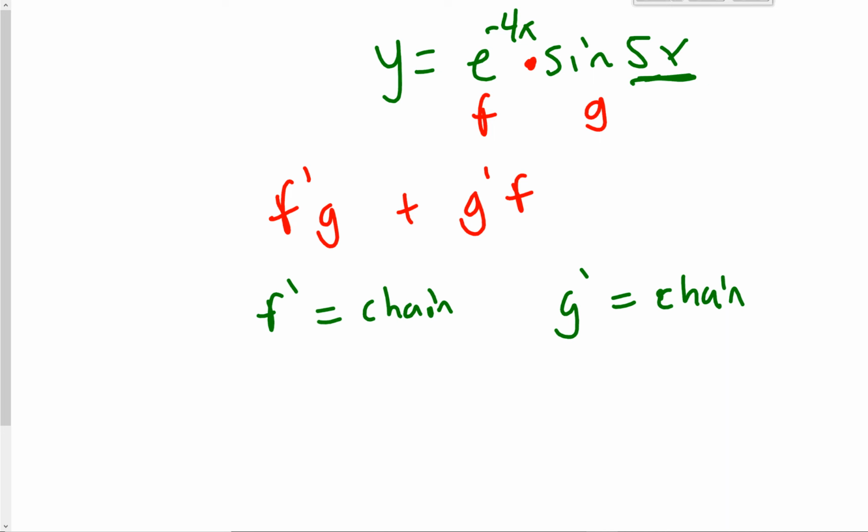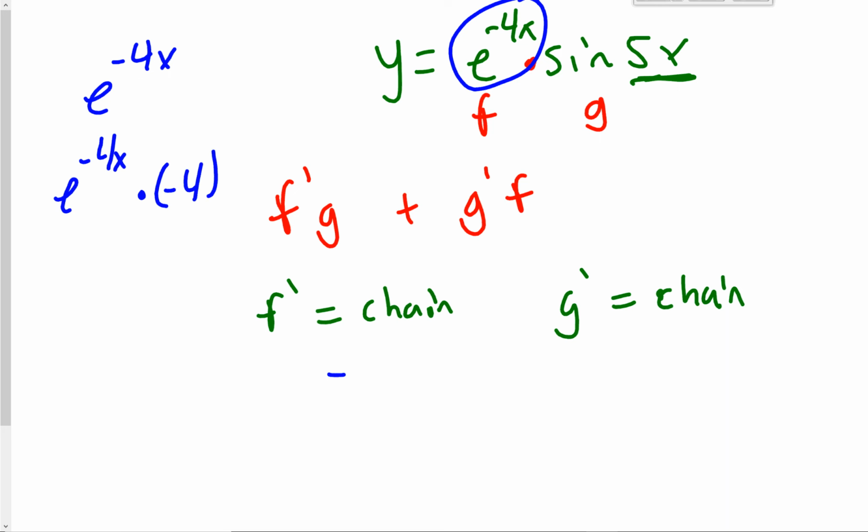Okay, so for this one, the derivative of f is, I leave that the same, and then I times it by the derivative of the inside, which is the derivative of negative 4x, which is just negative 4. So the derivative of f is negative 4 e raised to the negative 4x. For g, the derivative of sine 5x: the derivative of sine is cosine, so cosine 5x. And then I times that by the derivative of the inside, the derivative of 5x, which is just 5. So I get 5 cosine 5x.